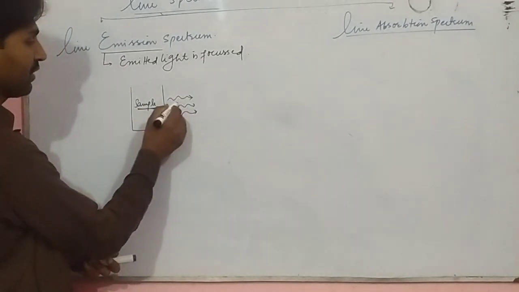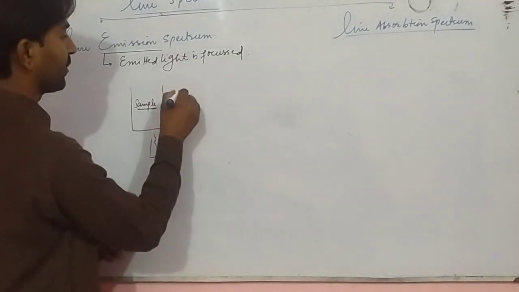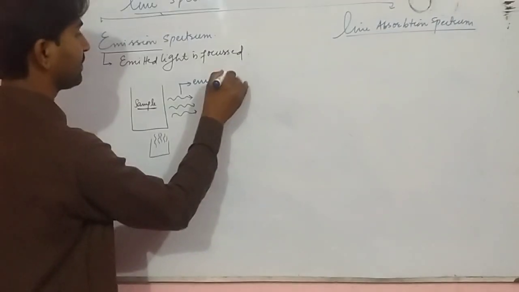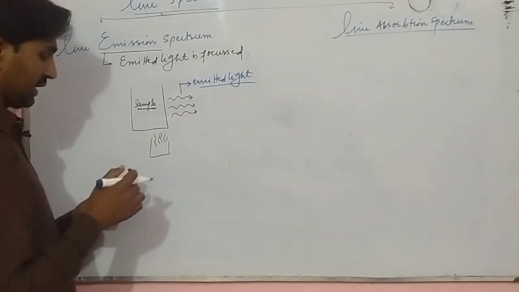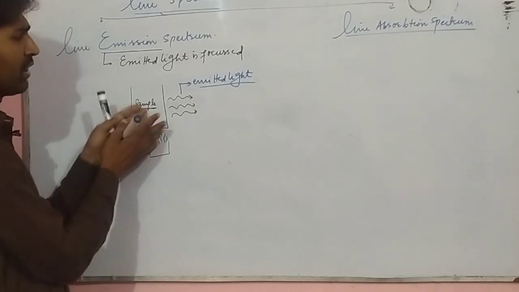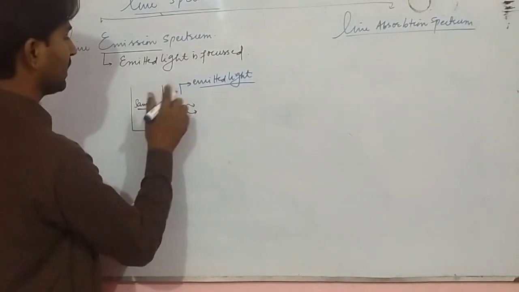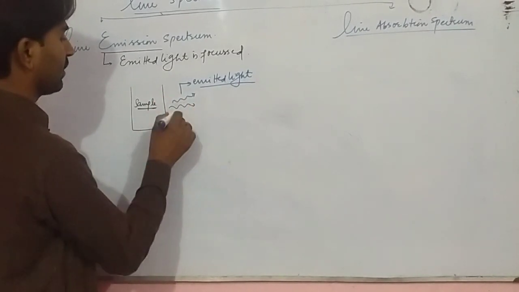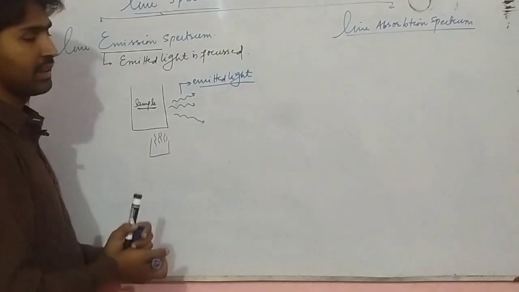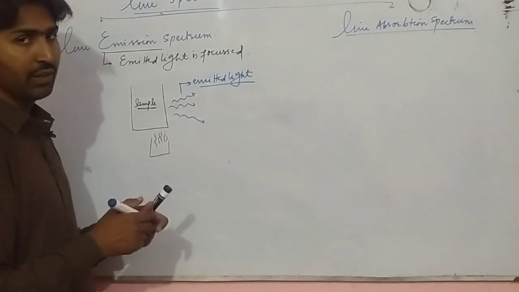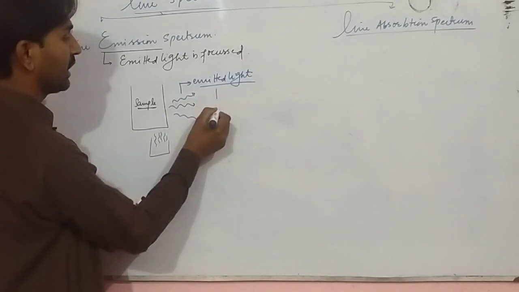These are the radiations which are emitted. This is the emitted light which we have to focus. The light will scatter or diffuse in different directions, as the radiations are emitted by the gas. If these rays are scattered in different directions, it will be difficult to focus and get the spectrum. So for that we have a small construction.